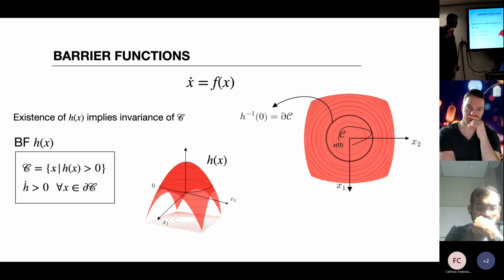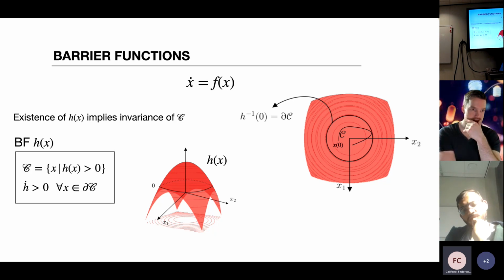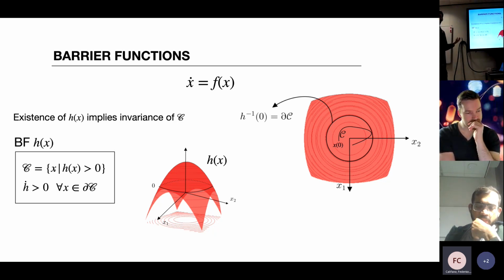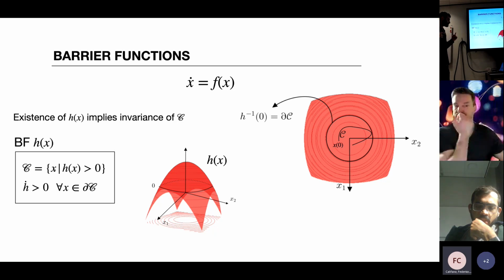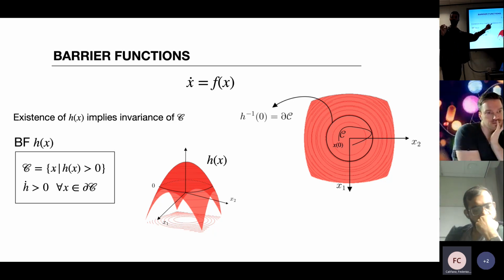If I have such a paraboloid the other way around and look at it from above, this circle here is the safe set which I build by means of this barrier function, and the boundary of the safe set is the pre-image under the barrier function of the value 0. This is how I built it. And then the existence of a barrier function h implies the invariance of the set.